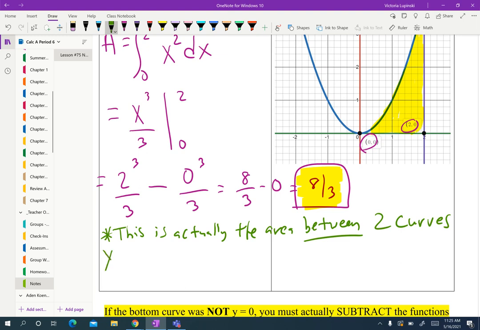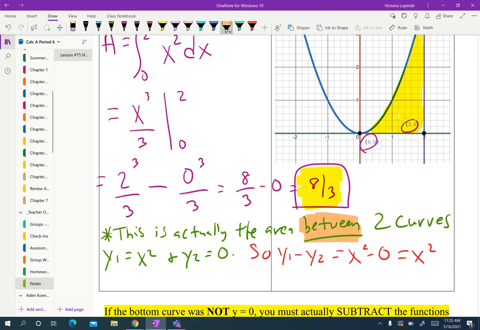And those two curves are y1 equals x squared, and y2 is just y equals 0, which is the x-axis. So basically what you really did is you took y1 minus y2 because it was x squared minus just 0. That's why it still wound up being x squared. But the key point here is that you didn't just find the area under a curve. You actually found the area between two curves. And that's really what the whole point of the next couple of lessons is.